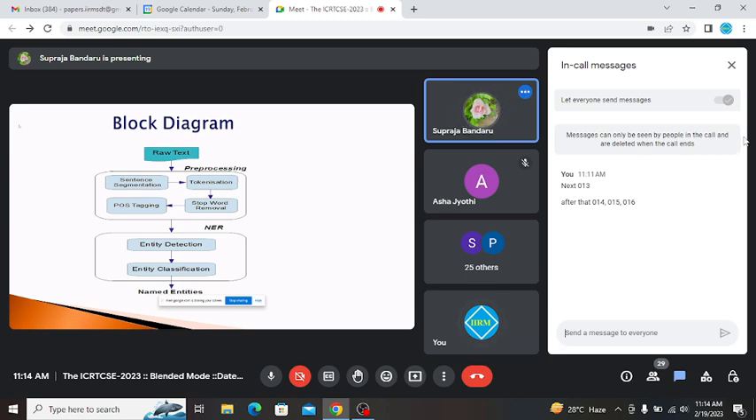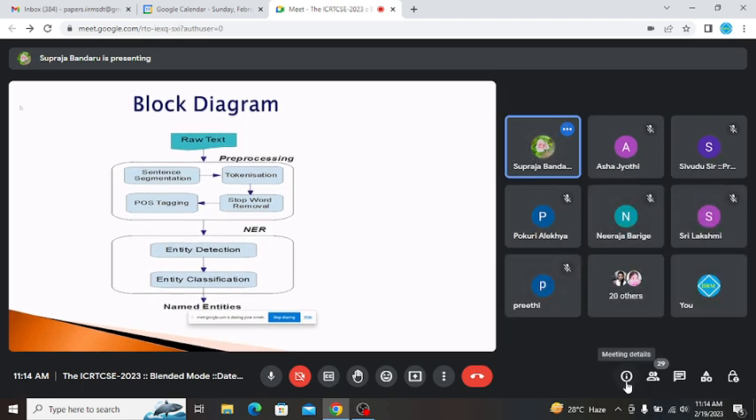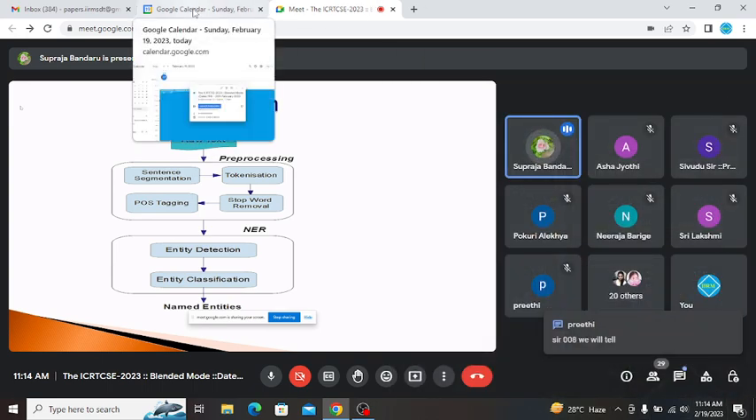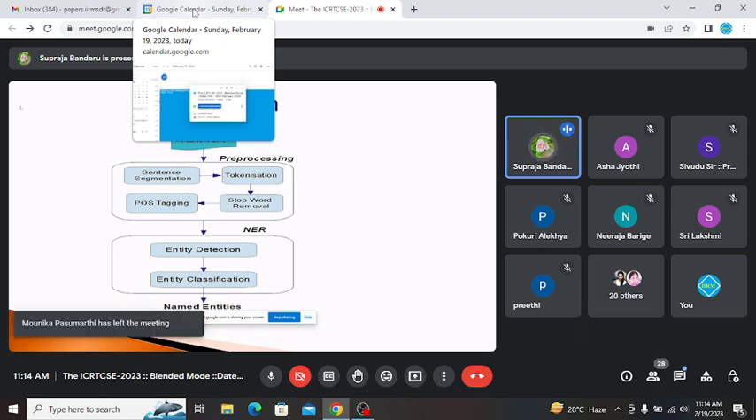And POS tagging. POS tagging is part of speech tagging, which means the identified words are classified by what kind of speech they are, whether it is a noun or pronoun. Based on this, it will identify. This kind of task will be done under pre-processing, and later it will go to entity detection. The identified word will be detected using categories that are available in the data sets, and classified based on the entity to which it belongs, and entities will be recognized.